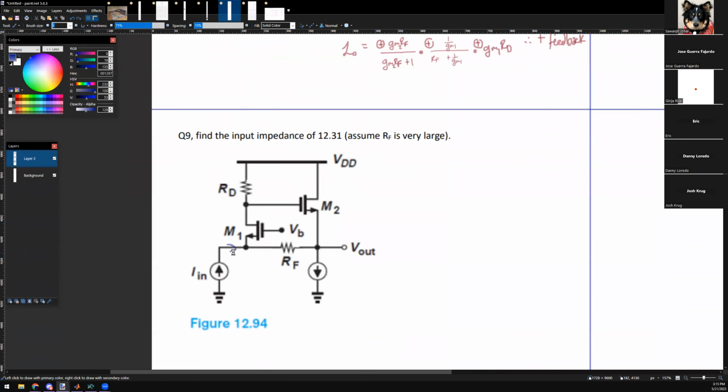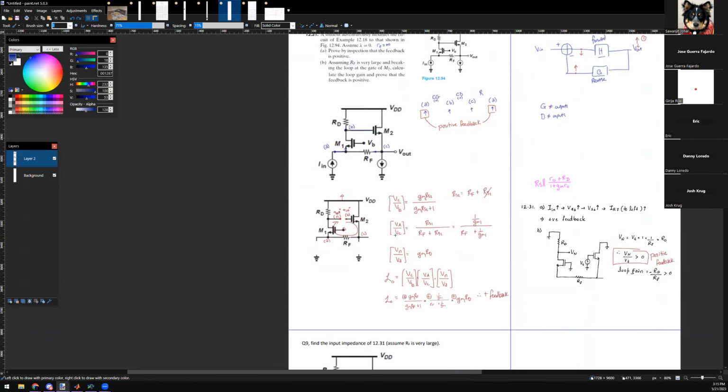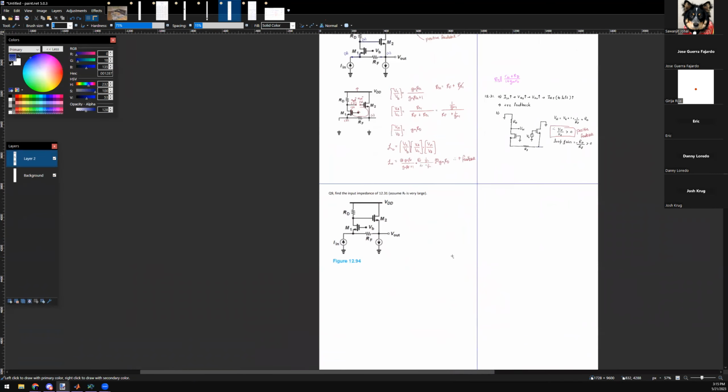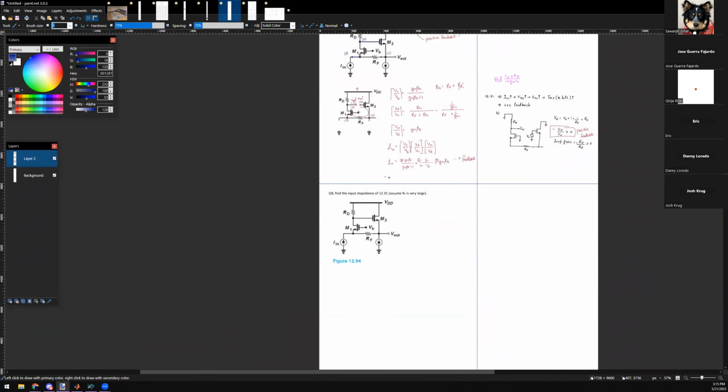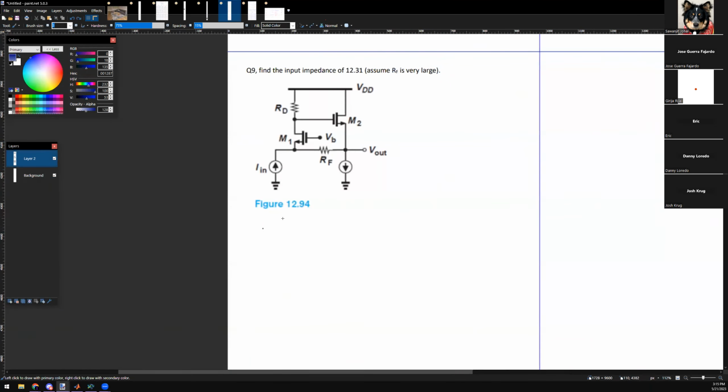Input impedance. So let's do this way, the feedback for this thing too. This is the same problem though. It's the same problem. Oh, okay. Yeah, same, questions 9 and 10 from your homework reference. Find the input impedance.